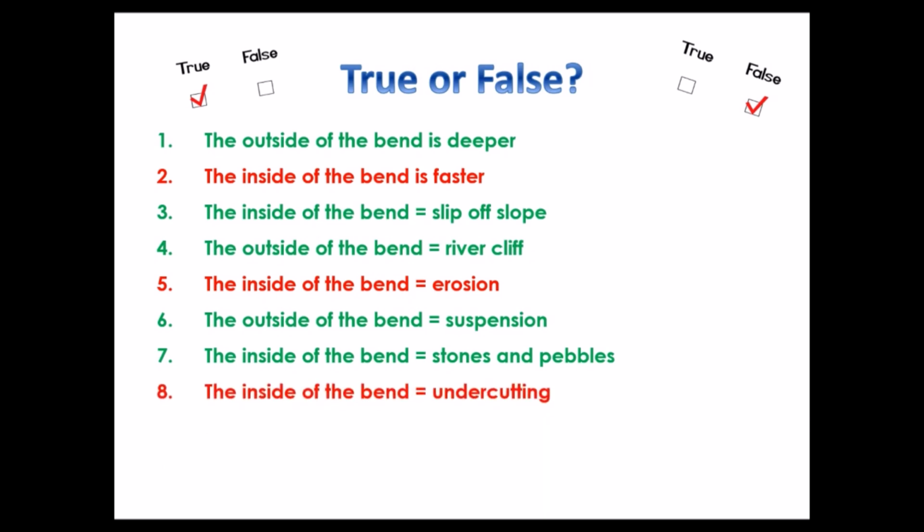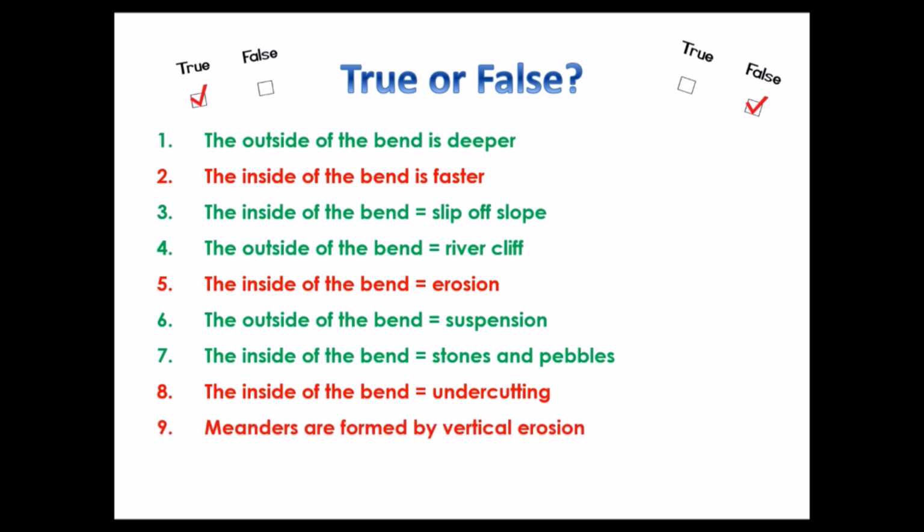Number 8 is false. The inside of the bend is where we get undercutting. Undercutting needs erosion, and we know that the inside bend is deposition based, so we're going to need that undercutting to be on the outside bend. So that one's false. Meanders are formed by vertical erosion.